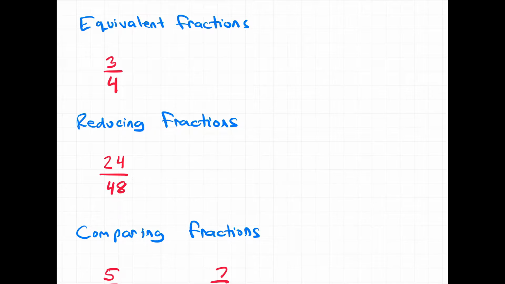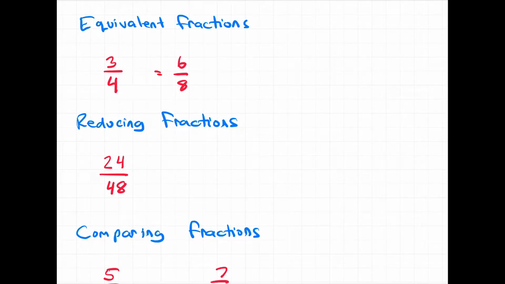So we have a fraction right now that is 3 over 4. So what are equivalent fractions? Well, basically, it's almost like taking a number and looking at multiples of it. It's the same thing. So 3 over 4, I'm going to take that and multiply the top by 2 and the bottom by 2, and we're going to end up with 6 over 8. So in this case, 6 over 8 is equivalent to 3 over 4.